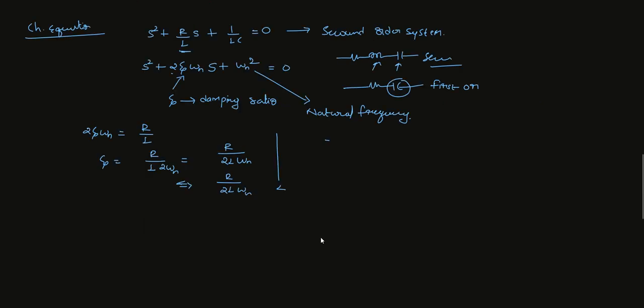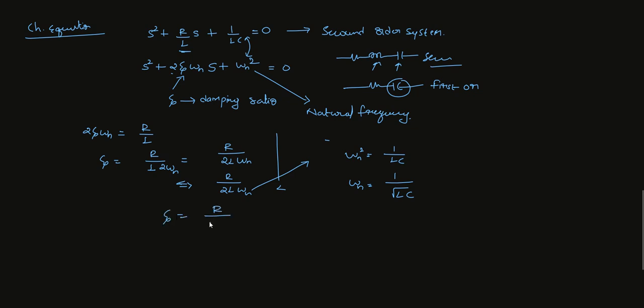Here omega n is the natural frequency. So compare these two: omega n square is equal to 1 by LC. So from this, omega n is equal to 1 by root LC. Substitute this omega n value here, then you will get the zeta value.